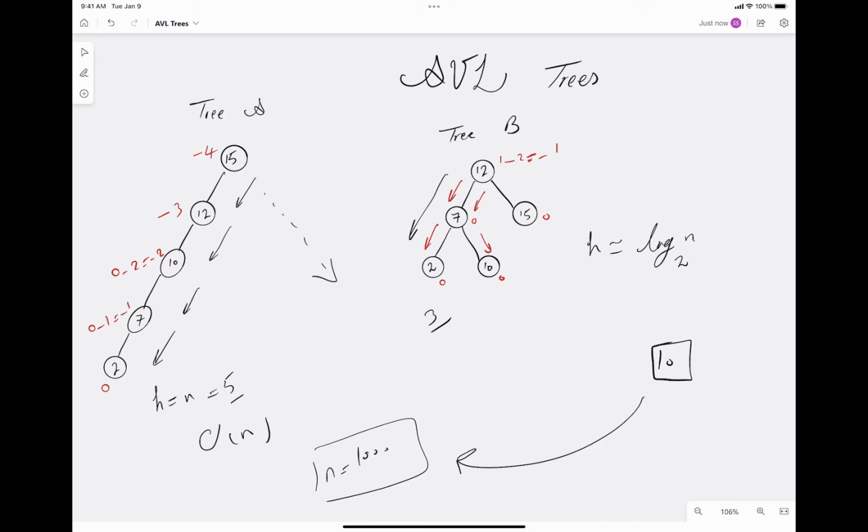One of the trees that we're going to learn today is the AVL tree, in which the balance factor of each node is either 0, 1 or negative 1, and again we're talking about the absolute value.